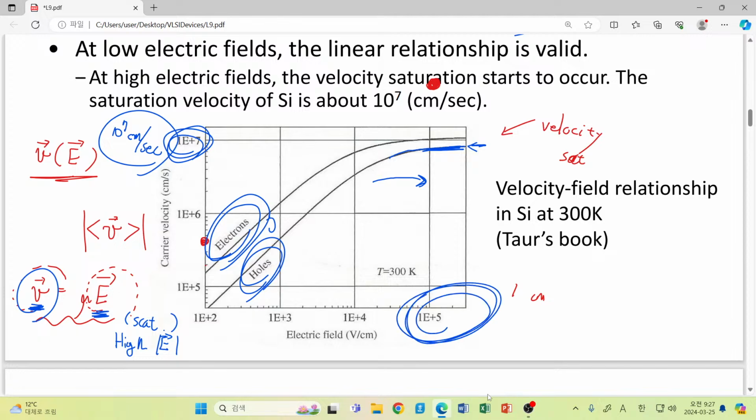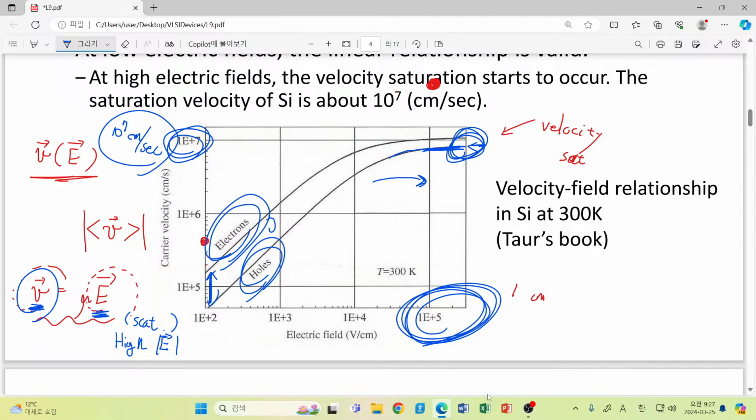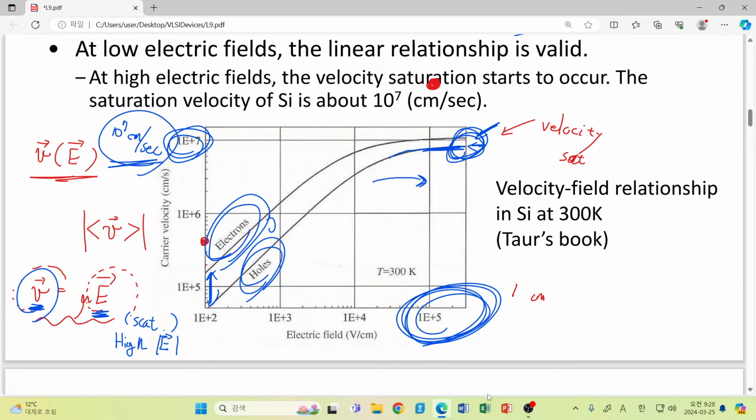If you go eventually to the high electric field region, then what happens? In this case, their difference is not as high as the one shown here. Here you can see almost 3 times difference in their mobility. However, that is not that important. They are becoming quite close to 10 to the 7 centimeters per second. Not that much different between electrons and holes.